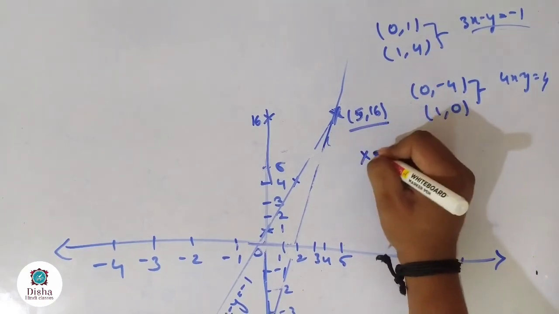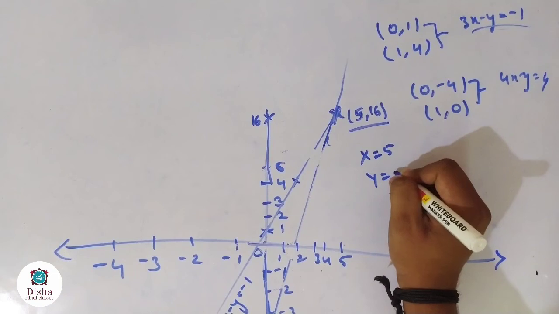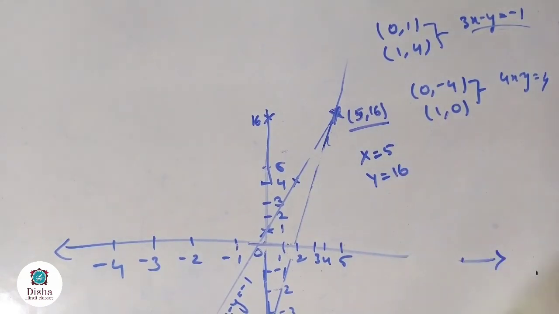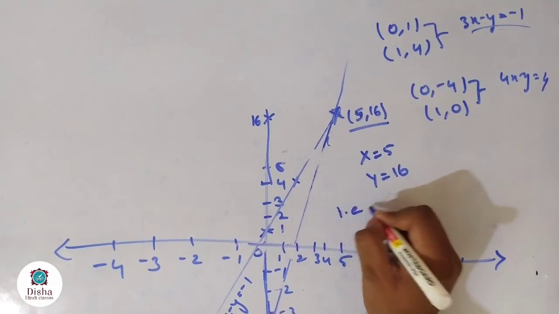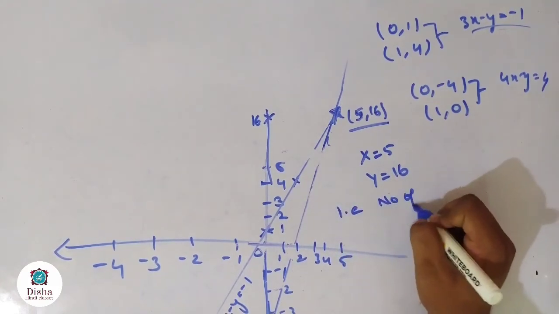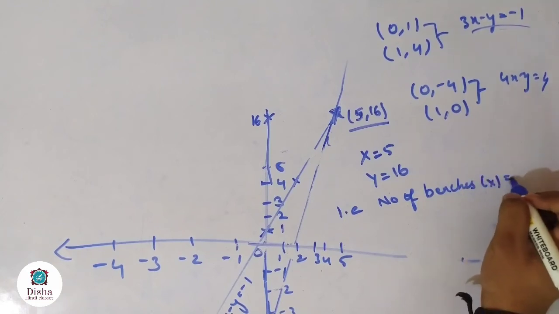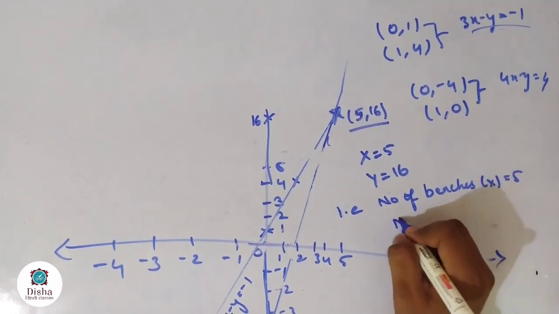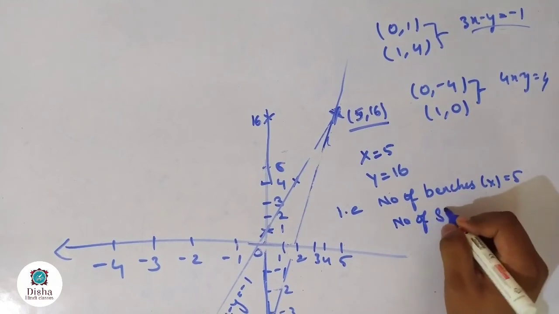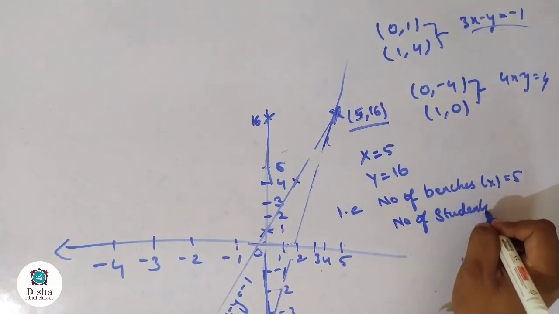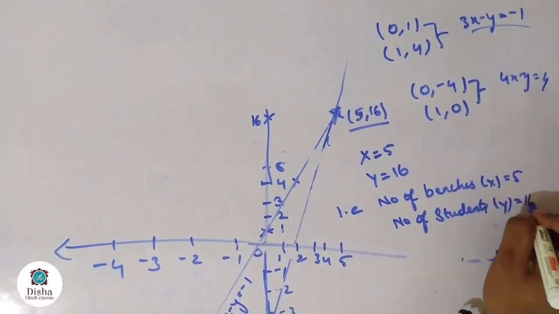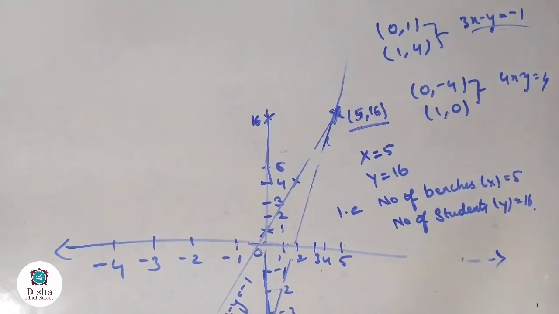So the x value is 5, the y value is 16, right? The number of benches, which was considered as x, equals 5. The number of students, which was considered as y, equals 16. So 5 comma 16. So here is the end of the 9th problem in exercise 4.1.